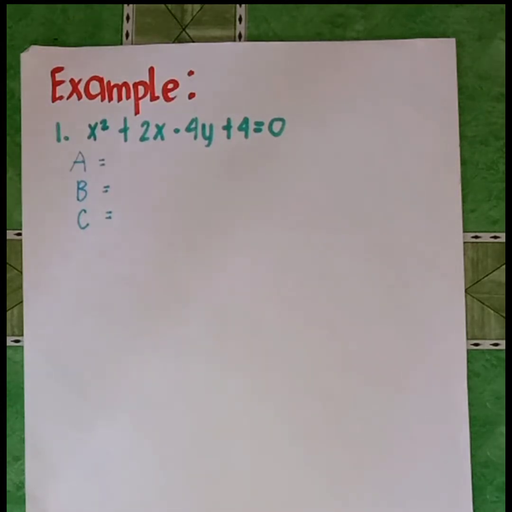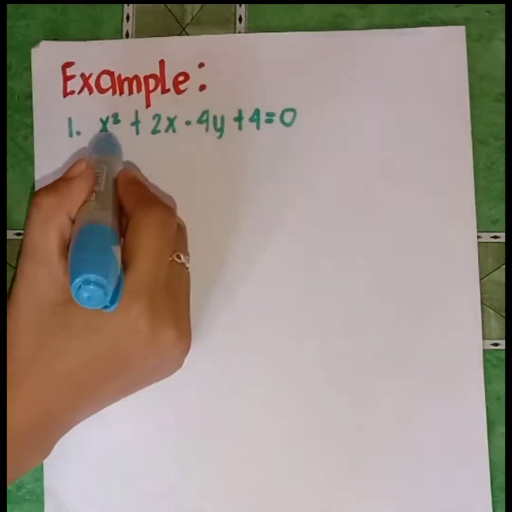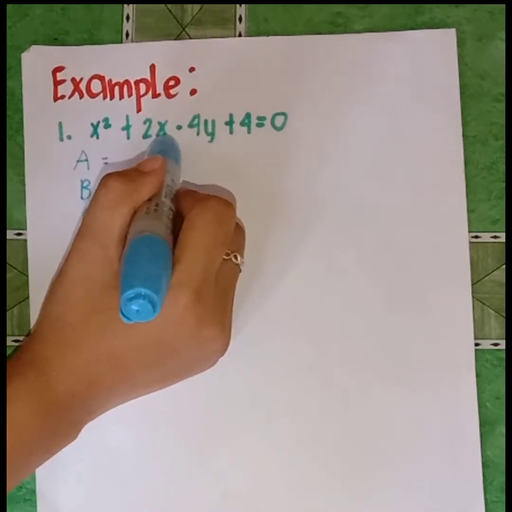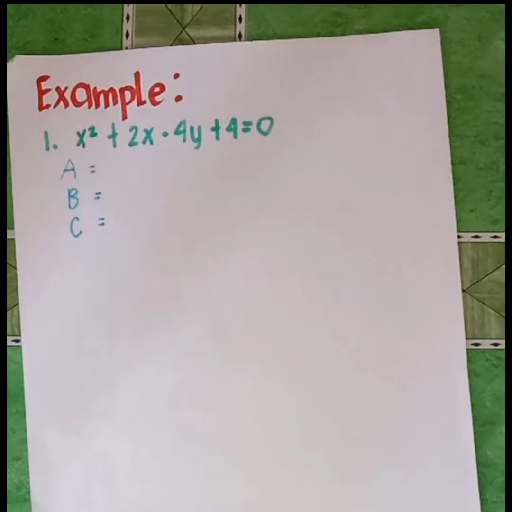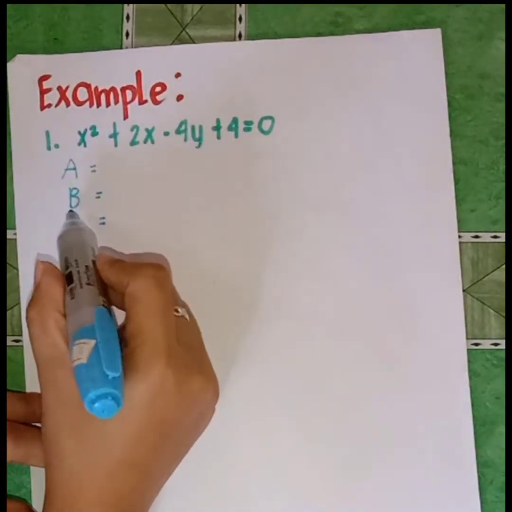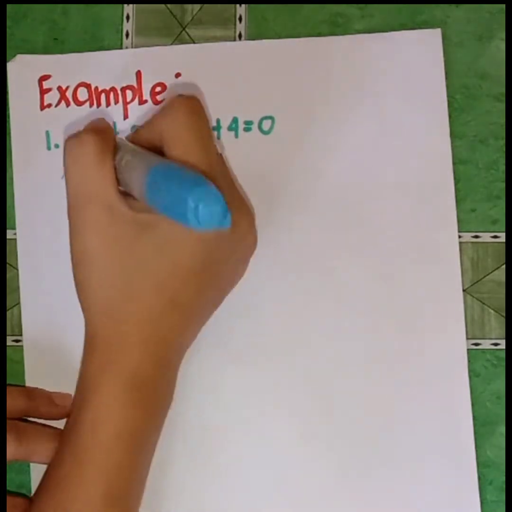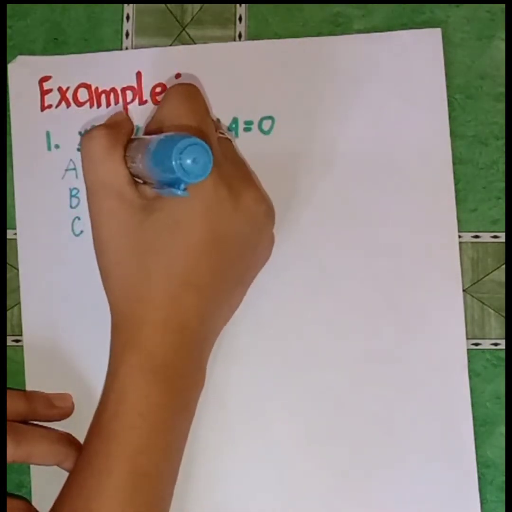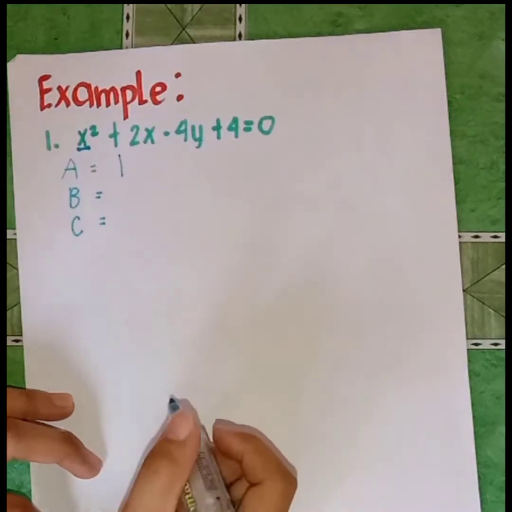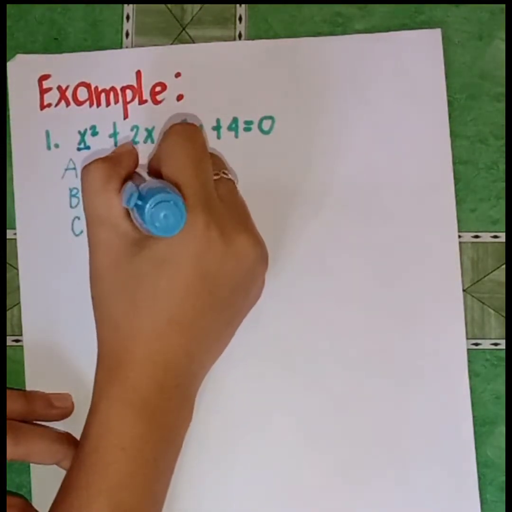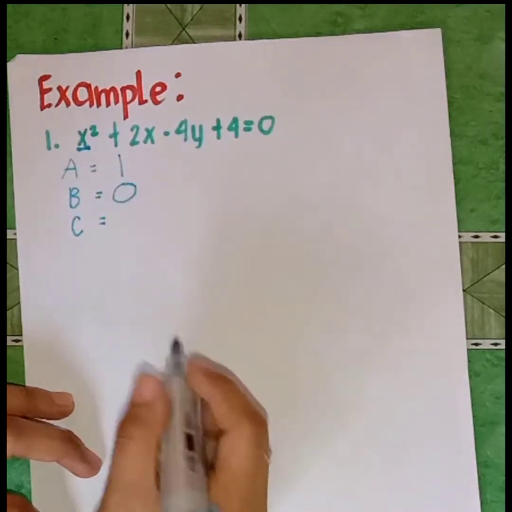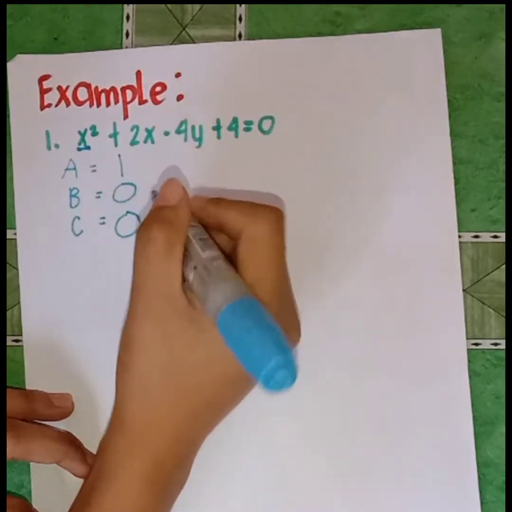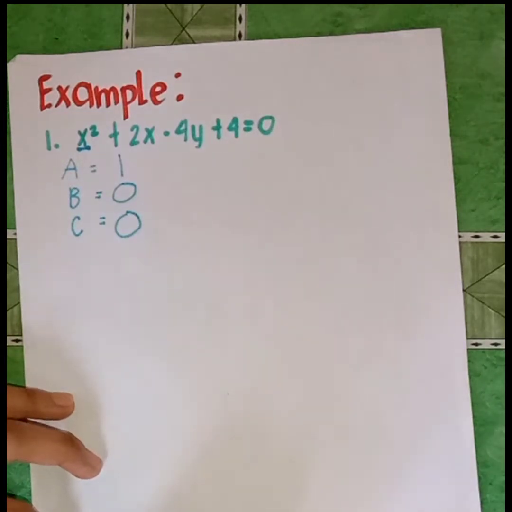So the first one here is x squared plus 2x minus 4y plus 4 equals 0. First, we will identify the coefficients A, B, and C. So our A is equal to 1. Our B is equal to 0 since there is no xy here. And our C is equal to 0 since there is no y squared here.